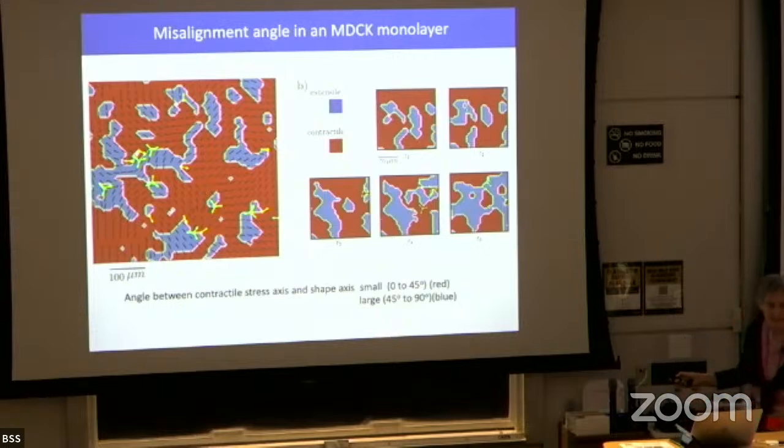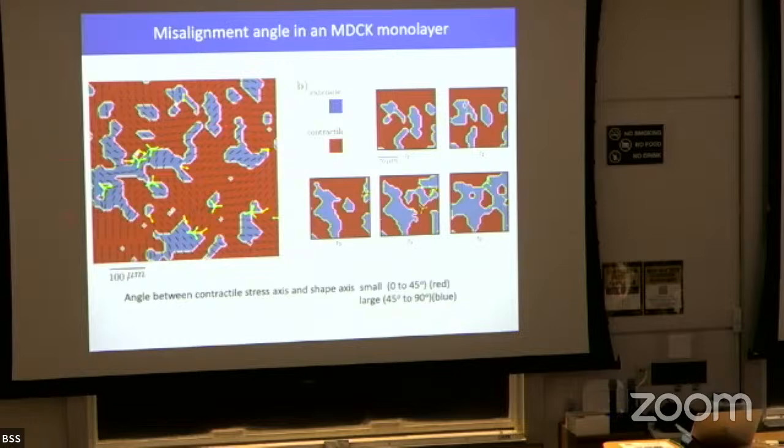If it was perfectly 0, it would be perfectly contractile. If that angle is between 45 and 90 degrees, this thing is behaving in an extensile-like way, okay? It would be like an extensile-like cell. But there's a whole range of these angles. And what you find is that it's mostly contractile-ish. Mostly the angle is between 0 and 45 degrees, but you can get a larger angle in these patches here.